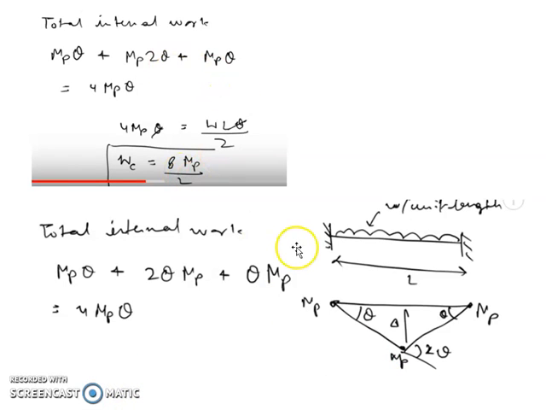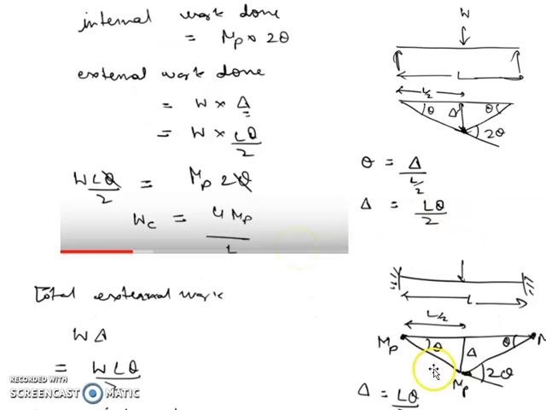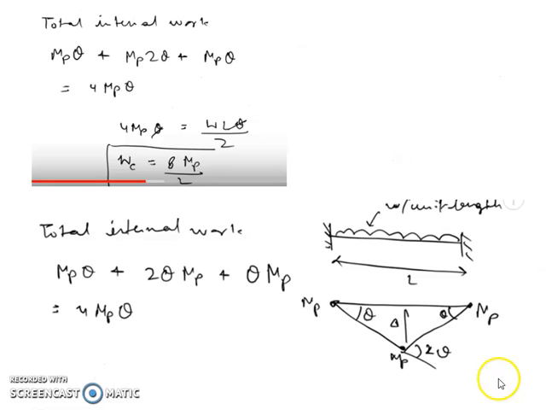So for the second case, a fixed beam subjected to point load at the center, total external work done is W into delta. Delta can be written as L theta by 2. Total internal work done is nothing but here the plastic hinges, number of hinges: 1, 2, 3 hinges. So MP into theta, MP into theta, MP into 2 theta. So MP into 4 theta. So equating both, we will get W is equal to 8 MP by L.